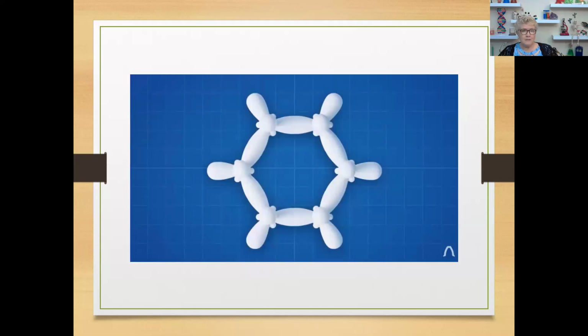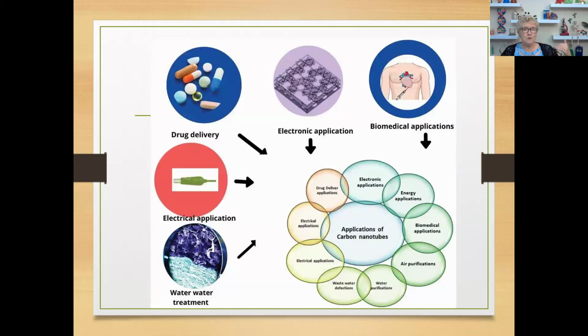So let me see here. Here are some things that we use nanotubes for. Scientists use them to make things stronger. They can use nanotubes as ways to get medication to a cell in the human body. They're used in solar panels because they're really good at absorbing ultraviolet light. They're used for water treatment, as you can see there, and electrical applications.